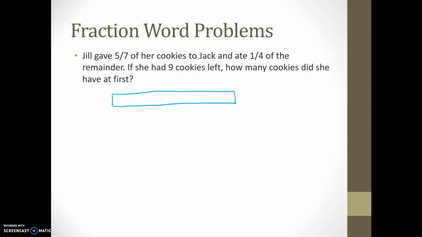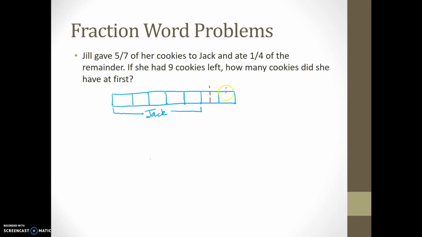Okay, so let's start with the first part of the word problem. It says Jill gave 5/7 of her cookie to Jack. So let's mark off how much she gave to Jack, and let's section this bar model up into 7. And it said she gave 5/7 to Jack. So let's mark off 5 of those units. And then 1/4 of the remainder. I have 2 units remaining there again, so I can subdivide that so that I'm going to end up with 4 units. Okay, so let's go ahead and do that.